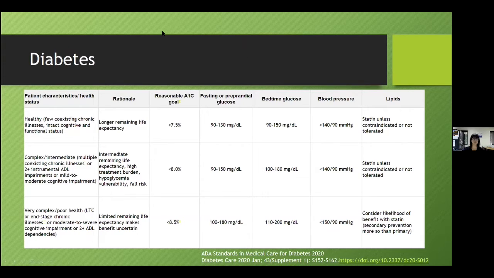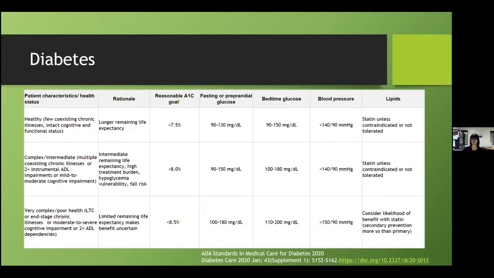To some extent, the diabetes guidelines I think are a bit more straightforward. The ADA actually has standards for medical care in diabetes. They update them just about every year. So these are pulled right from the 2020 guidelines. And they do take into consideration all of those things we talk about when we're looking at older adults. What's their functional status? What's their life expectancy? What is their burden of comorbidity that puts them at risk for complications associated with their diabetes?